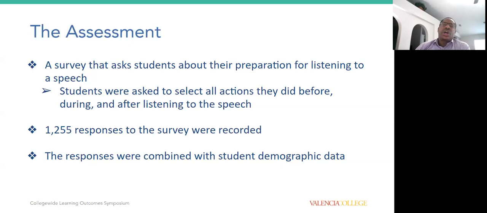This was done, I believe, in the spring of last year, or spring of this year, I should say. And there were about 1,255 responses recorded from this survey. What we've been hearing all morning is about what's really cool about this model, that now we're able to combine this with some disaggregated data. And that's exactly what we did. We took the responses from the student survey and combined them with their demographic data, such as their age, their ethnicity, their major, things of that nature.